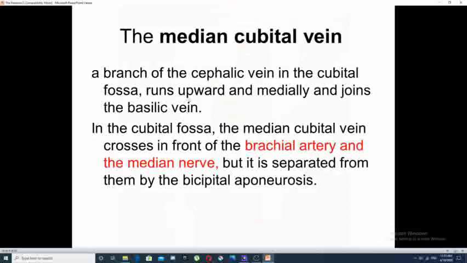The median cubital vein is a branch of the cephalic vein in the cubital fossa, and it runs medially to join the basilic vein. In the cubital fossa, the median cubital vein crosses in front of the brachial artery and median nerve, separated from both by the bicipital aponeurosis.